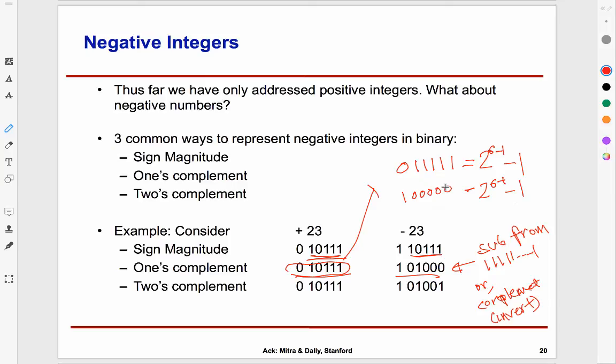What is the number 0? Anyone else want to try? Yeah. All zeros or all ones? All zeros or all ones. Okay, so the number 0 in this case in one's complement is both of them, they both represent the same number 0. So this is another way, 1's complement. It turns out it has some nice properties, but it still has this ugliness of two representations of 0.